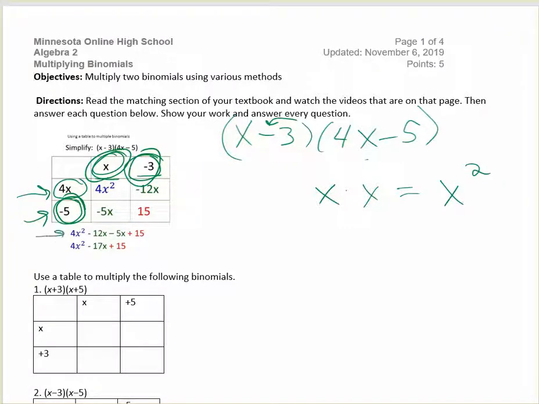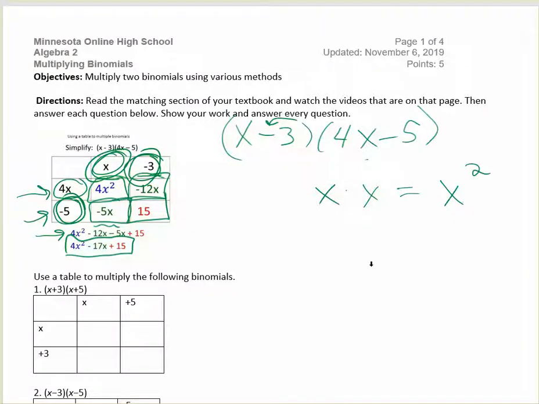Then we write these down. Just go across: 4x squared minus 12x minus 5x plus 15. If there's no sign in front of it, it's a plus. Then we combine our like terms. There were two of them that had an x in them. Negative 12x minus 5x is minus 17x. So our final answer would be 4x squared minus 17x plus 15.